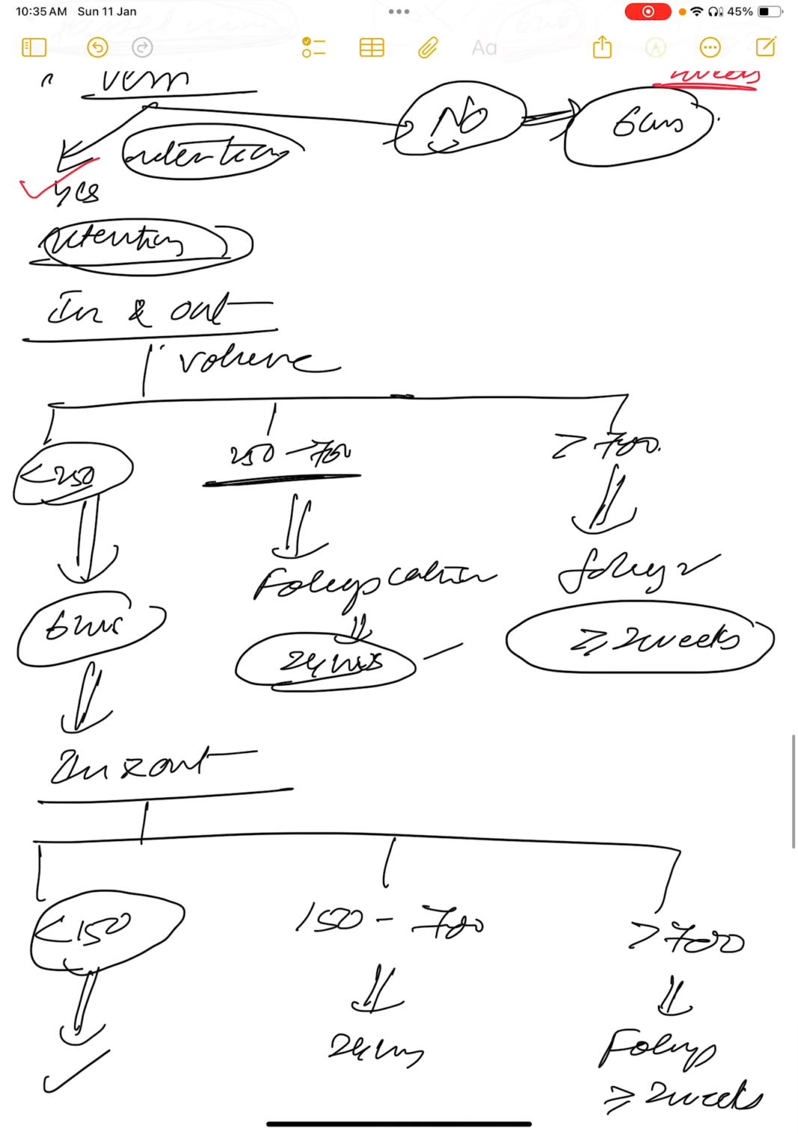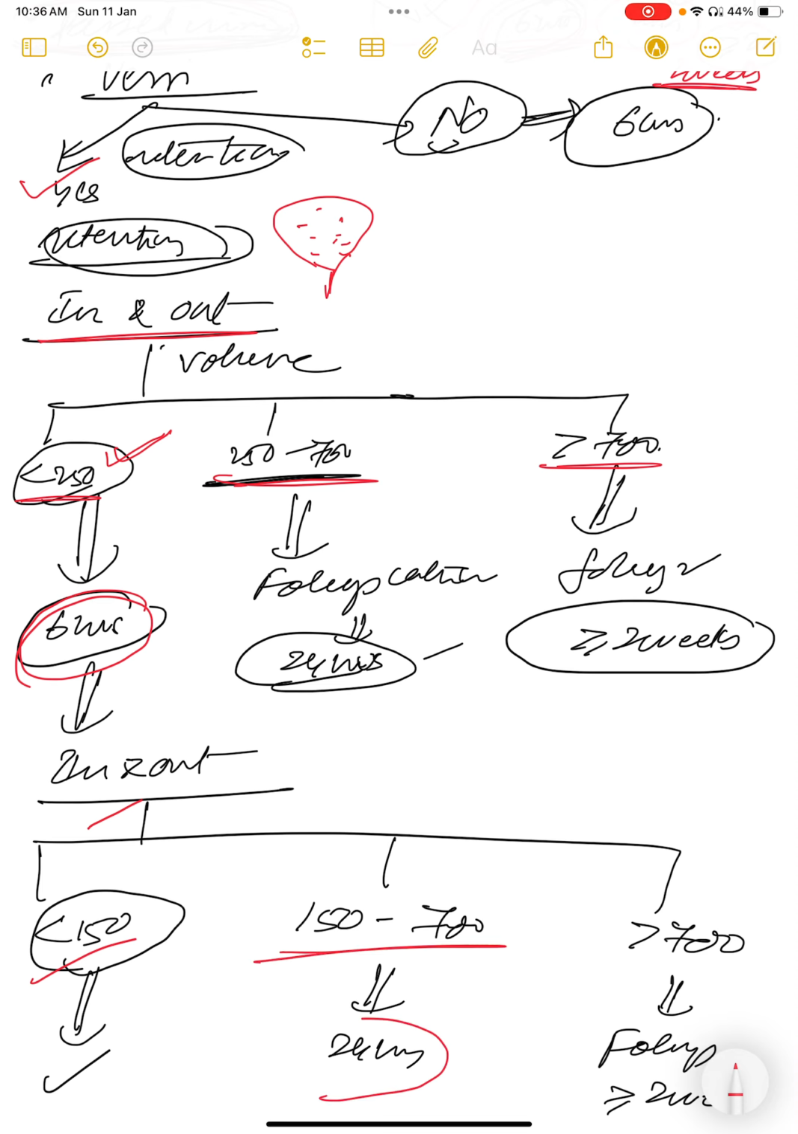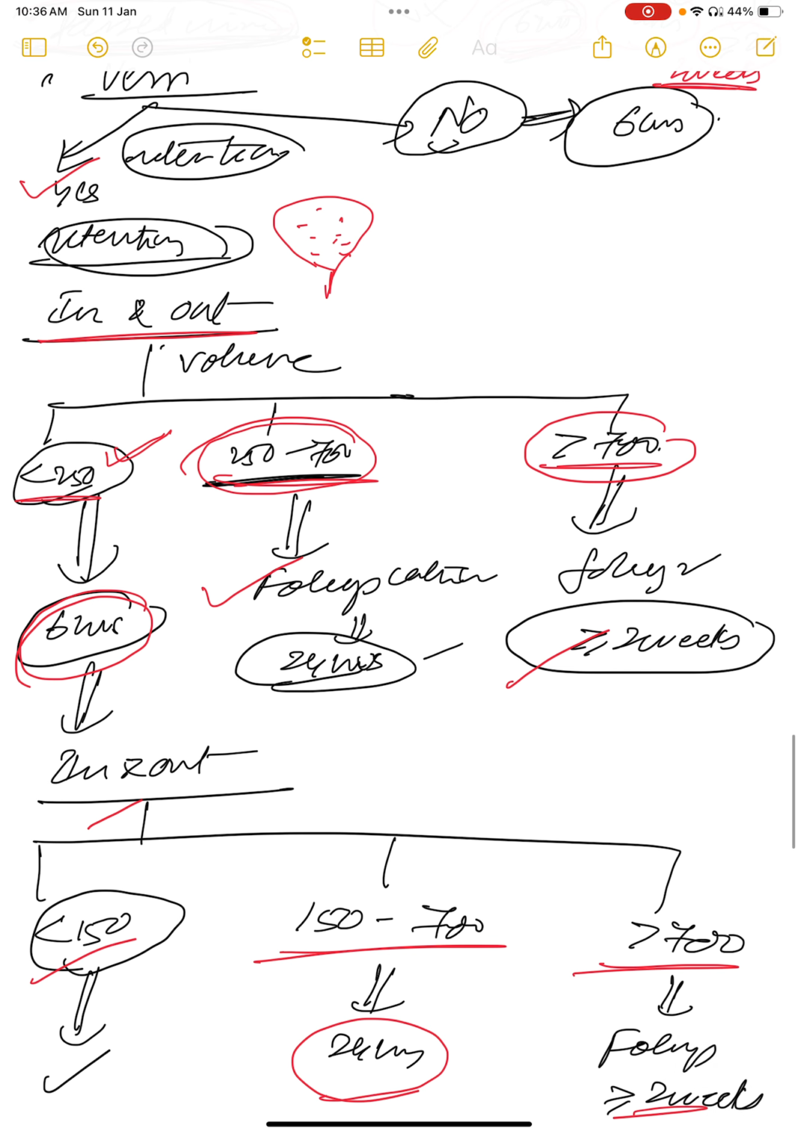If there is retention, then again the same thing. As there is retention of urine in the bladder, you go for in and out. You see the volume. Here the volume is 250, 700, more than 700. If less than 250, you give 6 hours, in and out again. If again less than 250, okay, normal. If in and out is 250 to 700, it is 24 hours, more than 700 is 2 weeks. Okay, this is about retention.